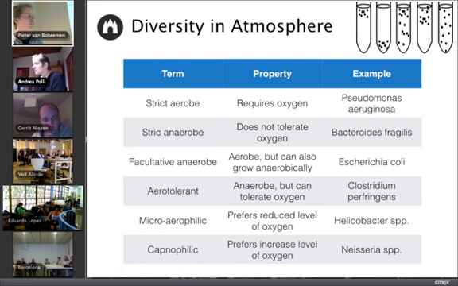Then there are also aerotolerant cells, so they don't use oxygen, but they don't bother if it's around. And there are some more specific categories like microaerophilic, so they only grow when there's a reduced level of oxygen, or capnophilic, which means they like an increased level of carbon dioxide. So these are, let's say, the atmospheric characteristics that you have to keep in mind when you're growing your organisms.